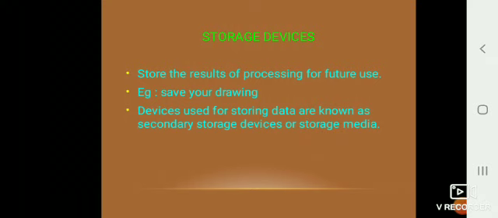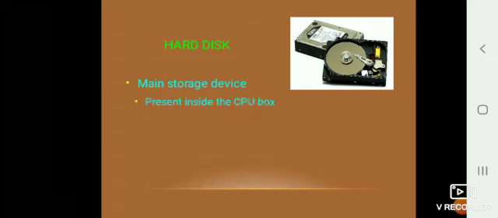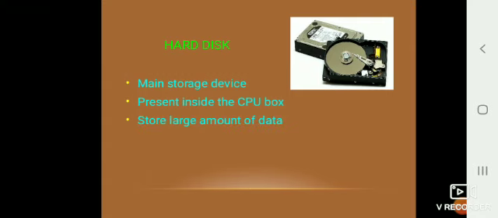Let us see some of the storage devices. Hard disk. Have you heard about this word? Yes. Hard disk is the main storage device of a computer. Every computer has a hard disk. Where is it present? It is present inside the CPU box. It can store a large amount of data.